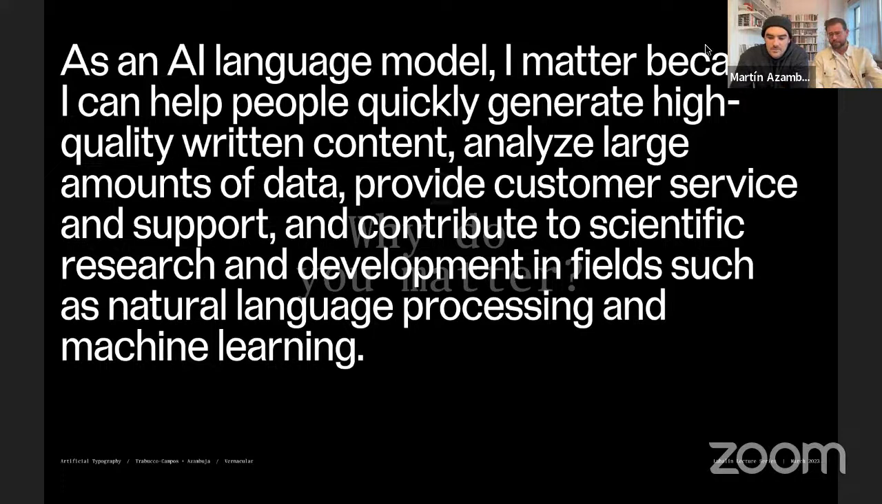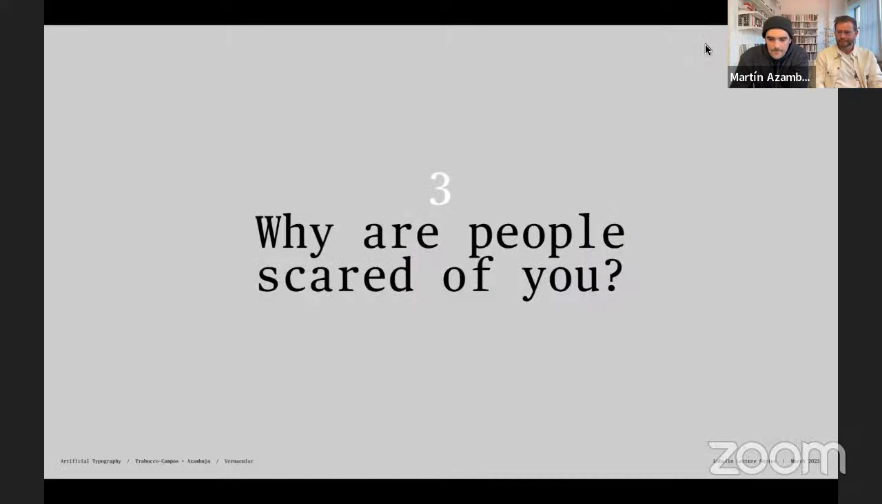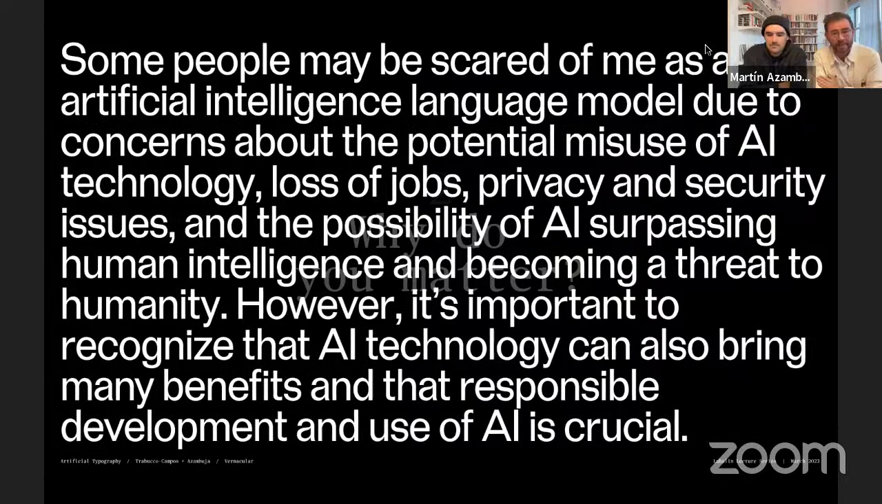And then, of course, to Martin's point, why are people scared of you? Some people may be scared of me as an artificial intelligence language model due to concerns about the potential misuse of AI technology, loss of jobs, privacy and security issues, and the possibility of AI surpassing human intelligence and becoming a threat to humanity. And this is a big point. However, it's important to recognize that AI technology can also bring many benefits and that responsible development and use of AI is crucial. So it kind of puts the burden back on us.